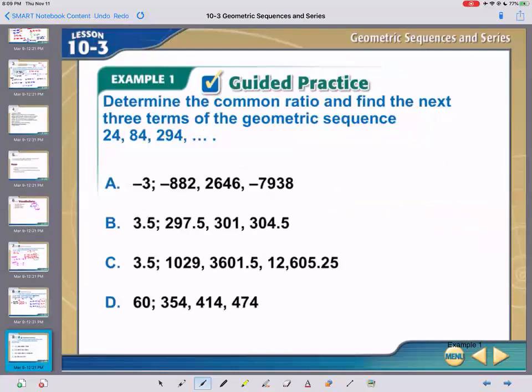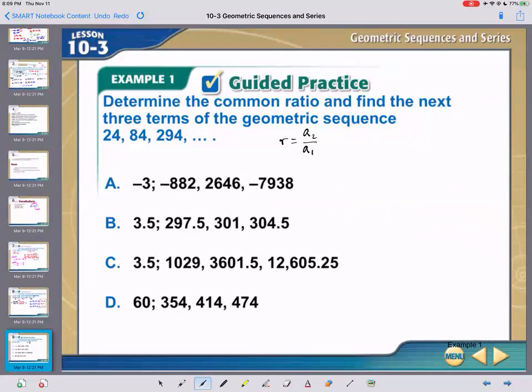Now, here is yours. You can pause this video, is what I suggest here. Just pause this video, work out the problems. Remember, your ratio is determined by taking the second term, or really any term, and then dividing by the term that came before it. So do that first to find your ratio, and then from there, multiply that ratio through. Pause the video until you're ready to move on.